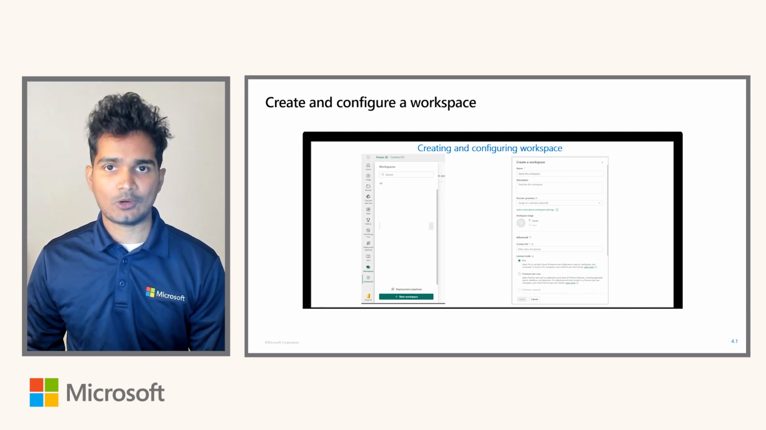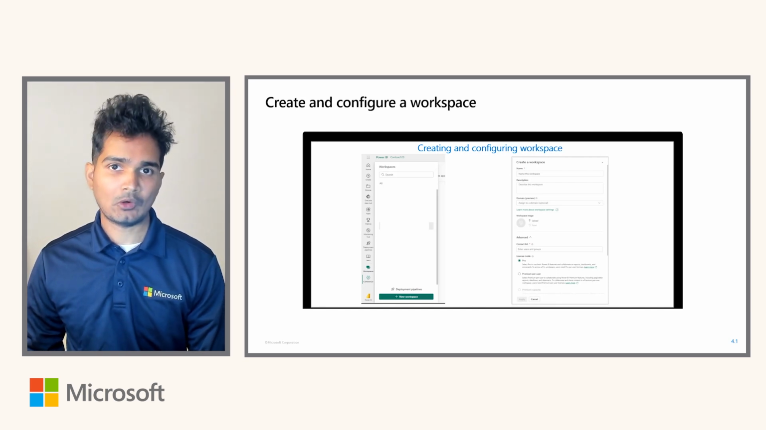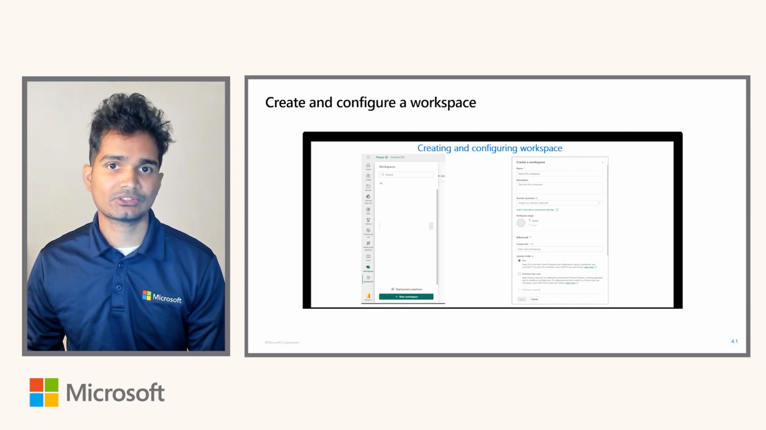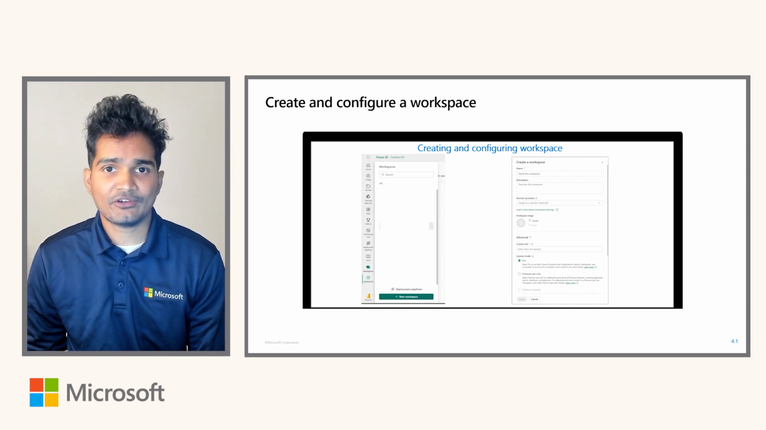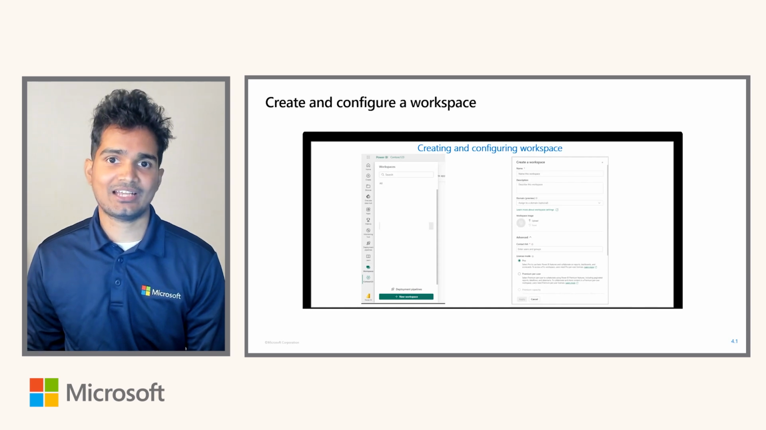Know that creating a workspace in Power BI is straightforward. The steps are as follows. You open the Power BI service, click on the Workspaces tab, and select Create a Workspace. Then you fill in the workspace name and other details, and finally click Save.